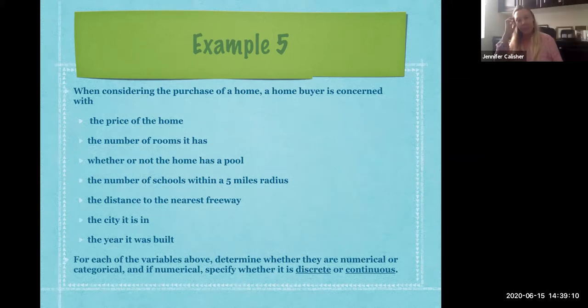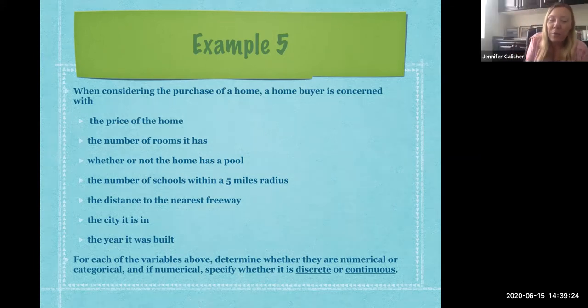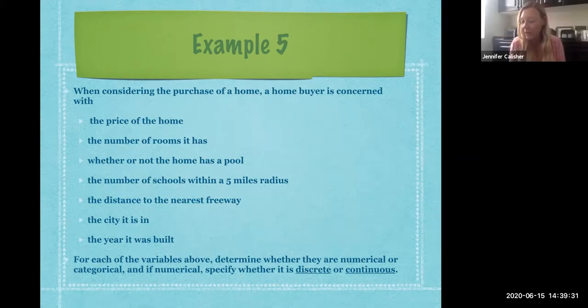Okay, let's go over the answers. I cannot remember who I left off on. Thank you, Angelina. Perfect. Okay. Miranda, I'm going to start with you. The price of the home. What type of variable is that? I put numerical. Perfect. And then as far as price goes, what do you think?